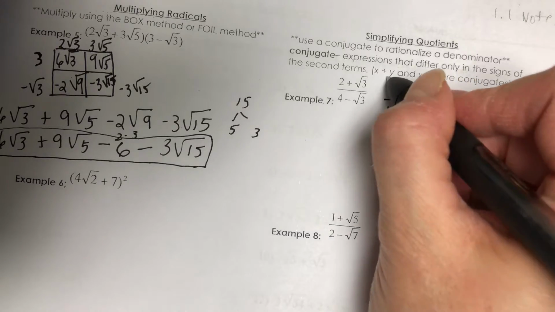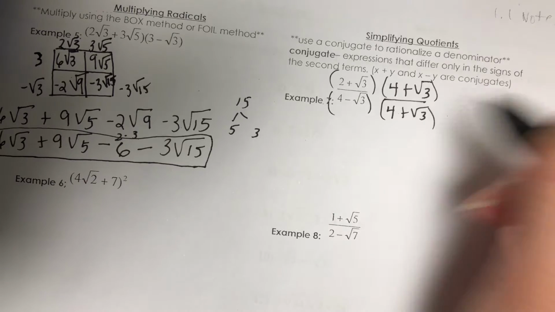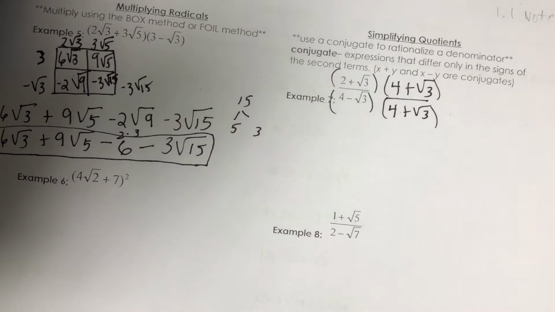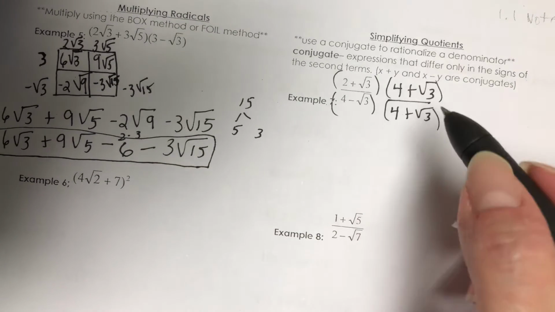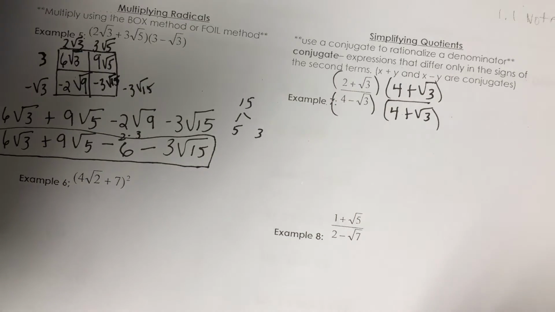Okay, and I'm going to put parentheses around everything, because it all has to get multiplied. You might need a little extra space here to do this one, because we really are going to be doing 2 boxes if we do the box method. So on the top, we're going to do 2 plus square root 3 times 4 plus square root 3.